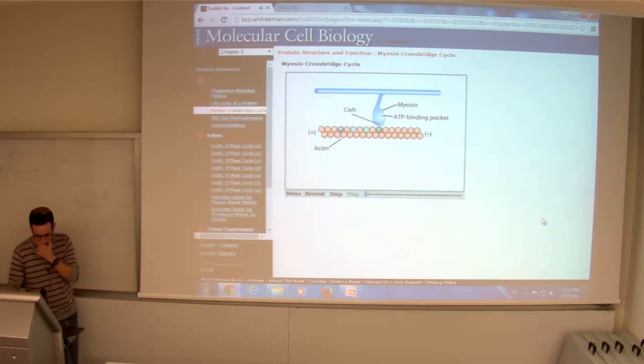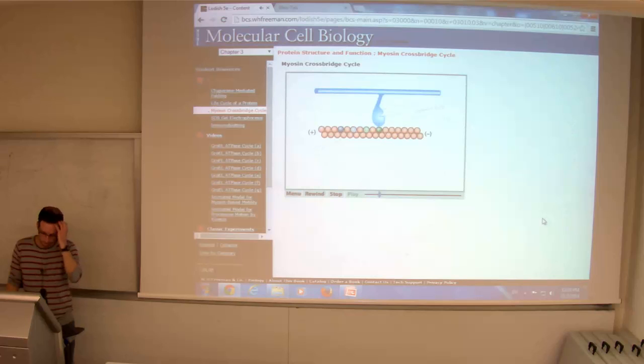Myosin motility is coupled to ATP hydrolysis. The following mechanism pertains to myosin 2, but all myosins are thought to move the same way. ATP binding opens the cleft, disrupting the actin binding site. This causes myosin to release the actin filament.